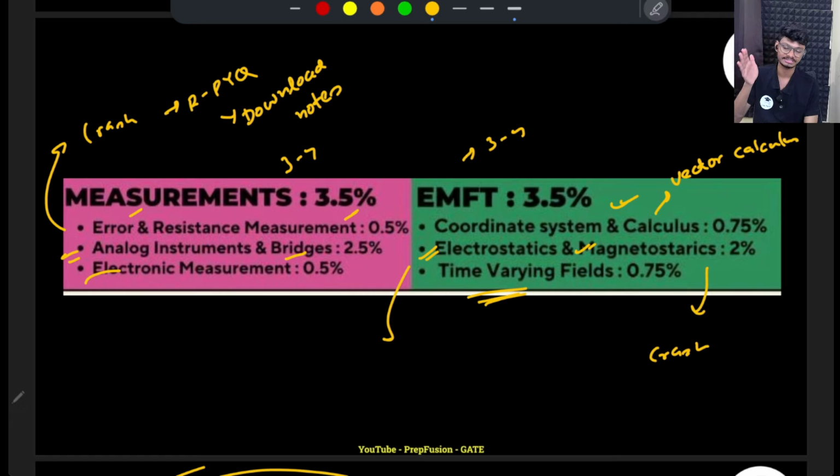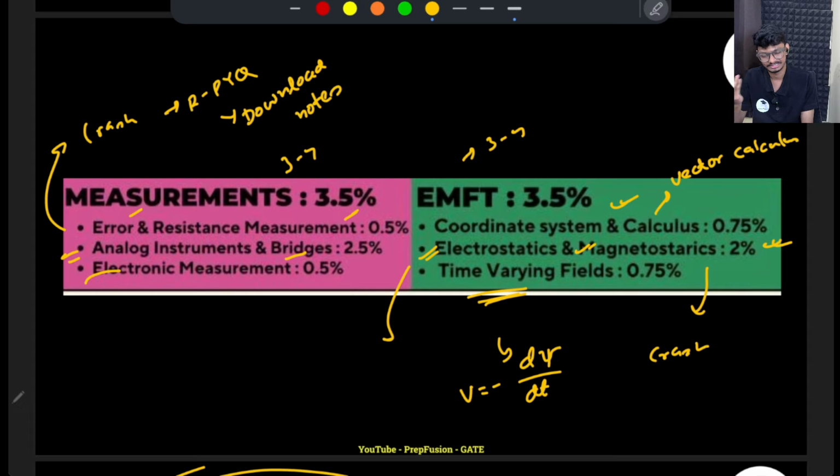I will give this a lower priority, but previous year I feel they asked a question on the basic formula: V equals minus d phi by dt, right? The voltage is the rate of change of total flux linkage. So they can ask a question, and previous year they did, but this is low weightage. Mostly they will ask first from electrostatics and magnetostatics, then move on to other subjects.